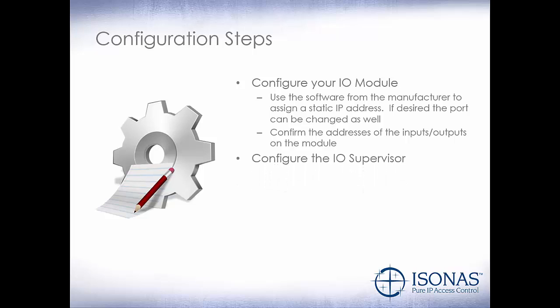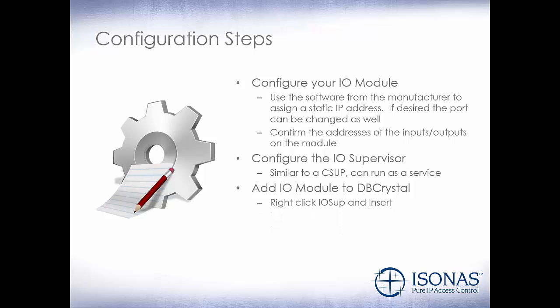Then we'll need to configure the IO supervisor. This is similar to a controller supervisor and can run as a service. Then we need to add the IO module to DBCrystal under the IO supervisor. We're going to right-click on the IO supervisor and insert. We'll enter in the IP address, port, and IO point addresses.